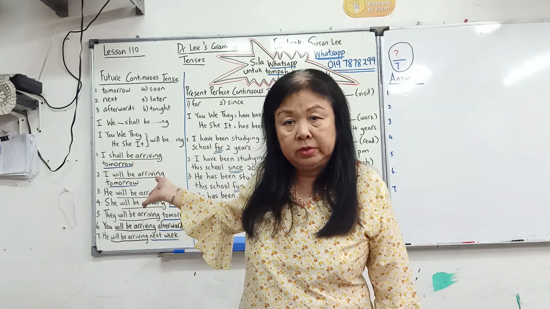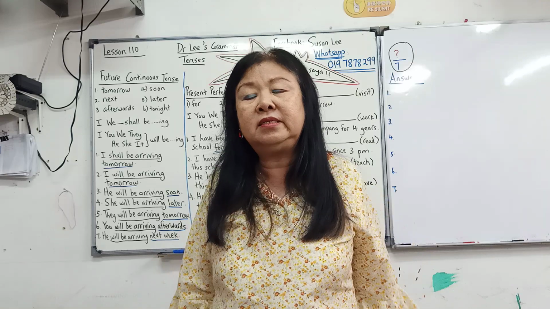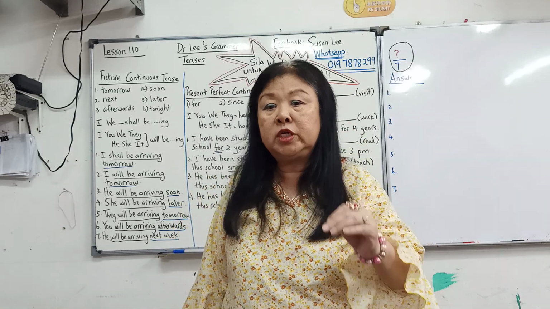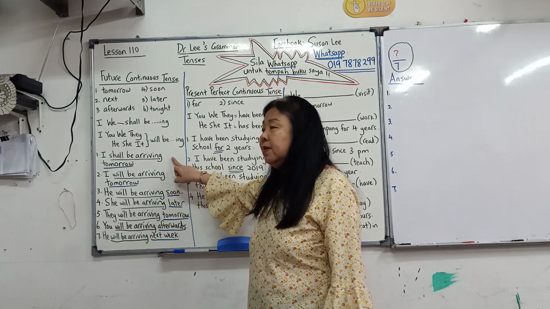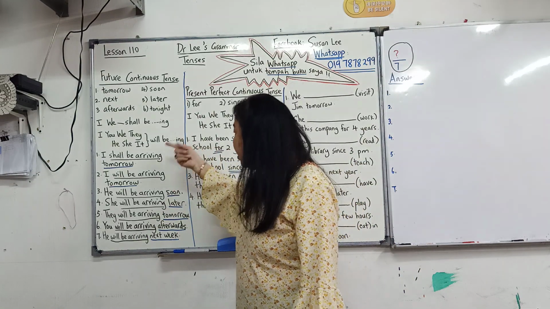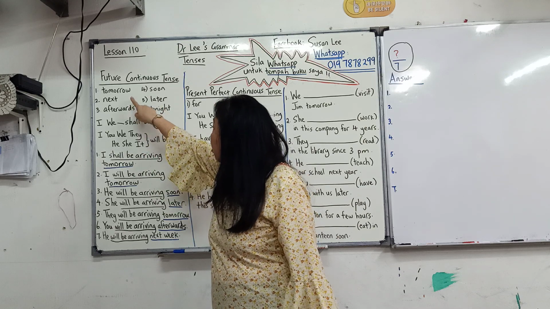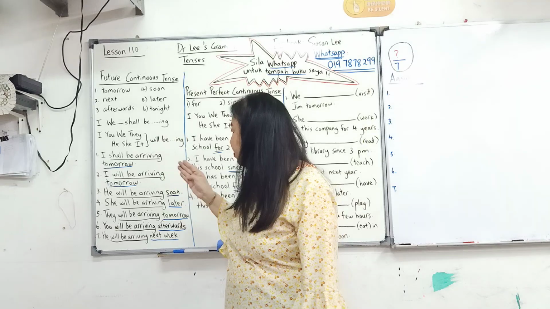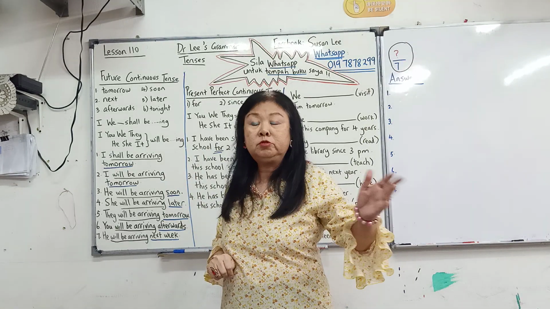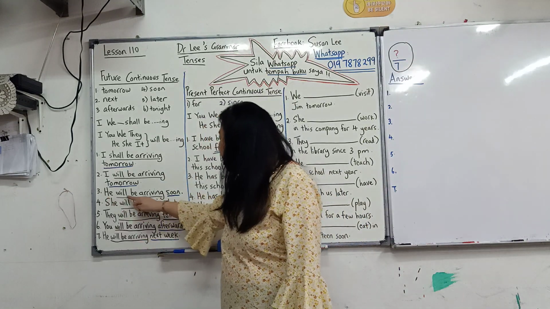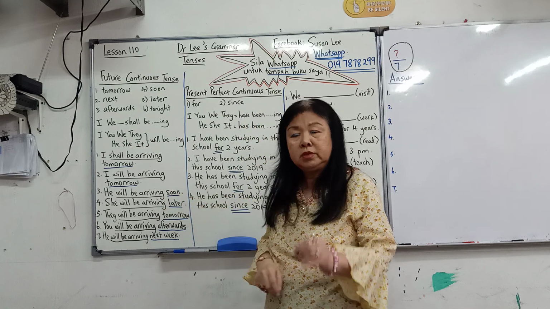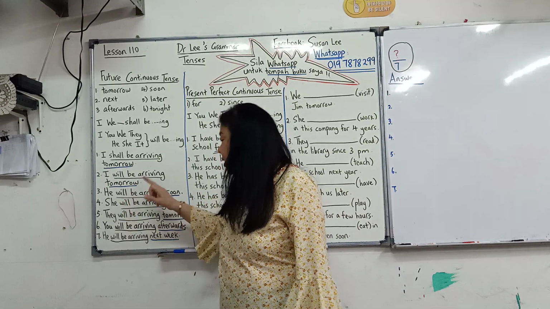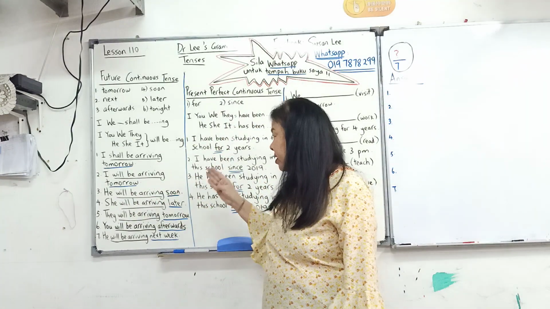So there are some examples here. I put forward 7 simple sentences to show you the usage of the future continuous tense. So, I shall be arriving. Why do I say I shall be arriving? Because it is tomorrow. For I, you can use shall, you can also use will. So I will be arriving tomorrow, the future tense. He will be arriving soon. I use the word soon, that means it has not happened. Then when I use will be, I need to put ing: will be arriving.